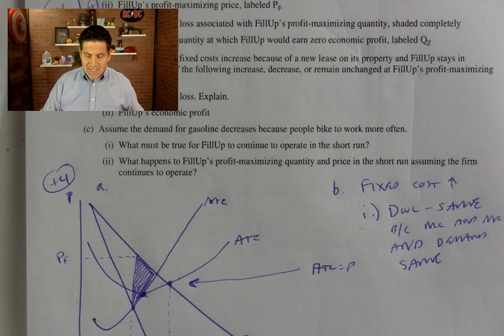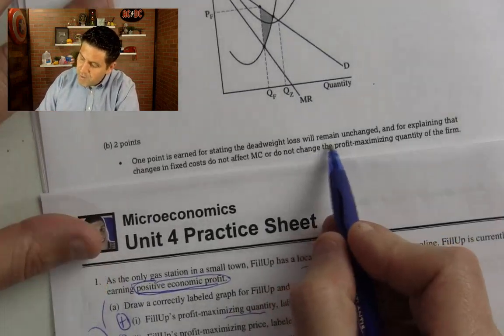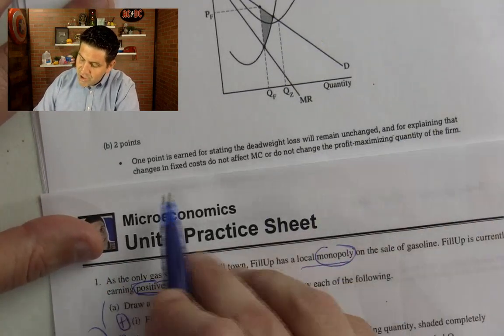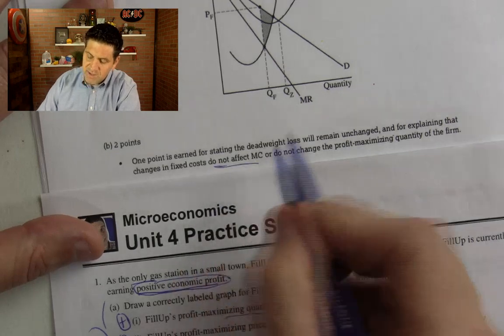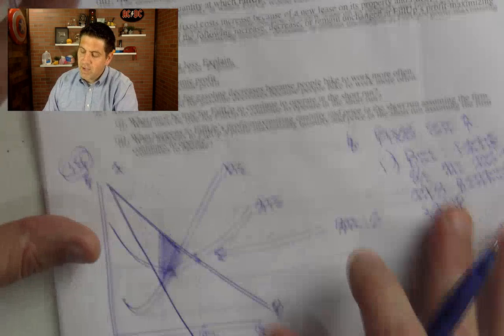The actual AP test free response, here's what the answers were. So let's look at those. It said 1 point earned for saying the deadweight loss will remain unchanged, and for explaining that changes in fixed costs do not affect the marginal cost. If that's all you wrote, you'd be fine. Or do not change the profit maximizing quantity for the firm. Okay, so you get the idea.